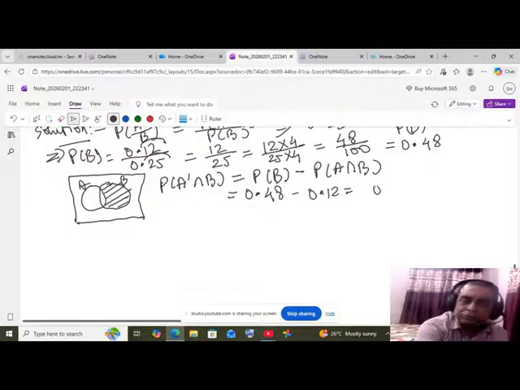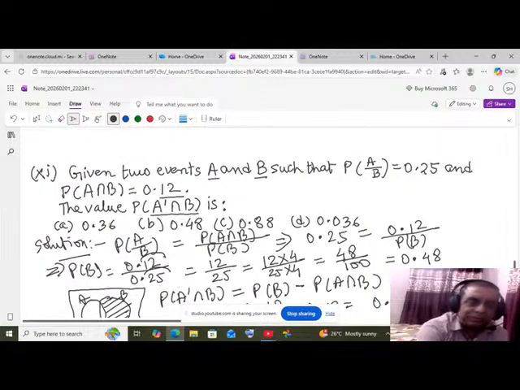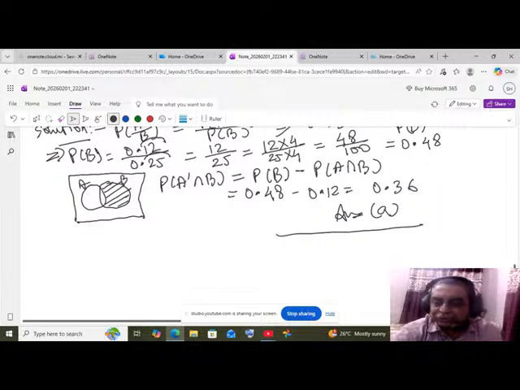Subtract that, so this comes to 0.36. So that is the probability of A dash intersection B. Which is the correct choice? Here the correct choice is A, 0.36. So the answer is A. Okay, now we are moving to the next question.